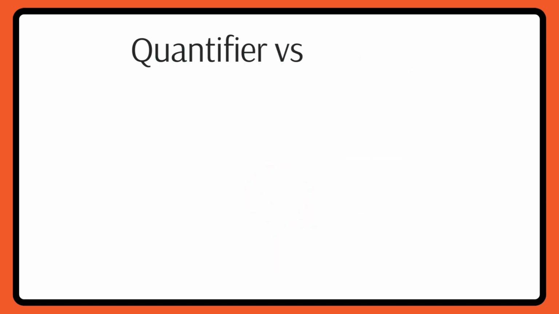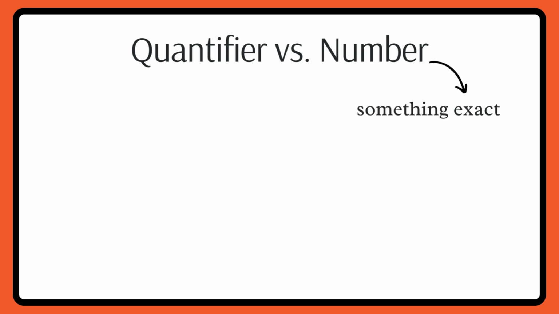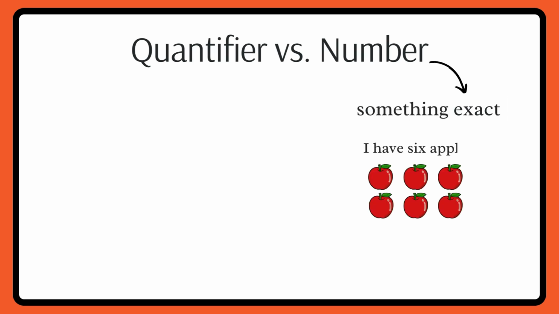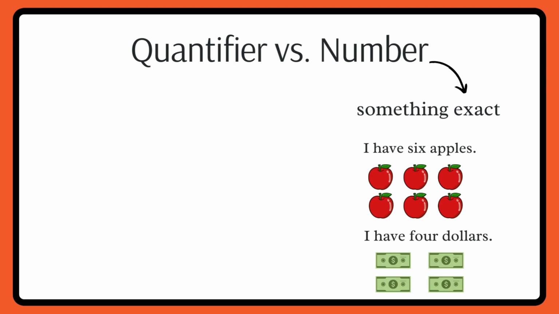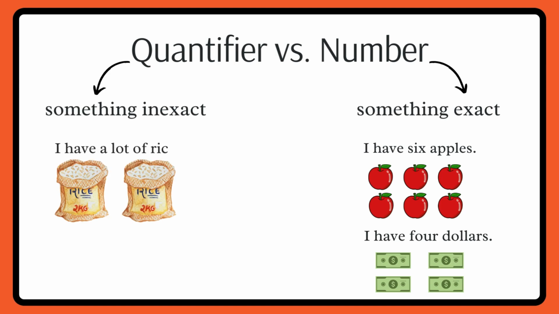You might wonder, what is the difference between a quantifier and a number? Well, numbers tell us something exact, like I have 6 apples, I have $4. Quantifiers tell us something inexact. I have a lot of rice. There is too much smoke in here.